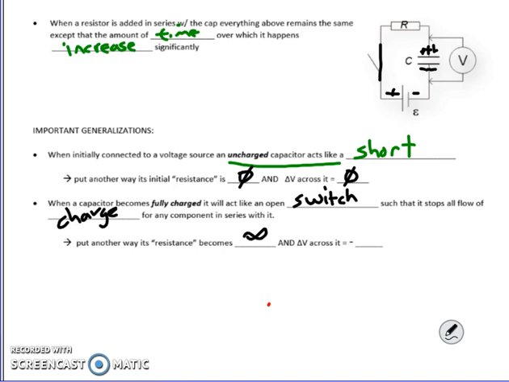And the delta V across it, we already said, is going to be the EMF, but I'm going to put a negative there to make sure we're clear that it's in opposition to the actual battery, let's say, or voltage source. The net voltage across the circuit is now 0. Hence, there is no current.